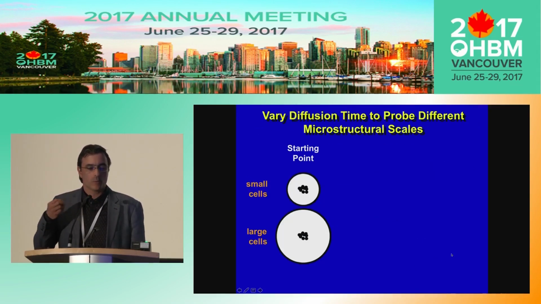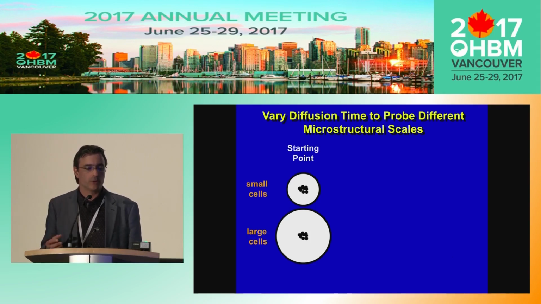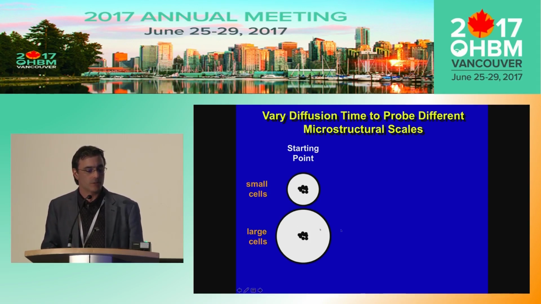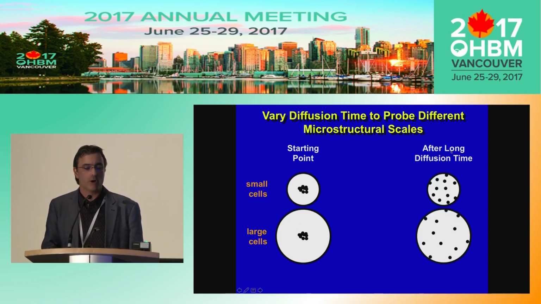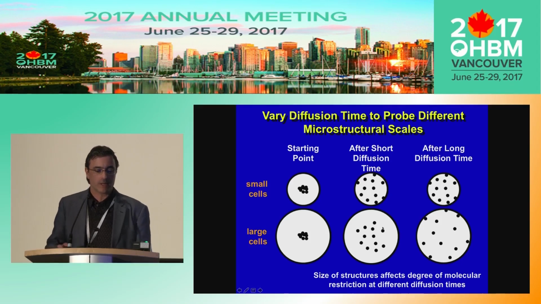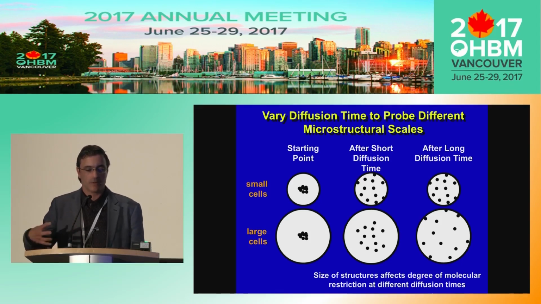All right, so one of the key aspects, as we heard earlier, in measuring diffusion is the diffusion time. How long do you let the molecules move around? So let's say we have a bunch of small cells and a bunch of large cells. If we leave a long diffusion time, the water molecules have a chance to experience all the barriers, and they will be all restricted or hindered. If we leave a very short diffusion time, water molecules will experience barriers in small cells, but may not experience them in larger cells. So it's a way of assessing the size of structures and the size of the barriers.